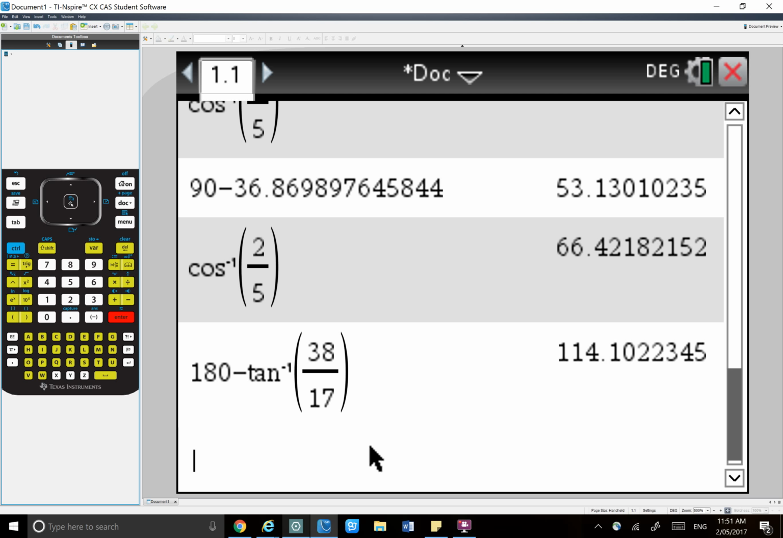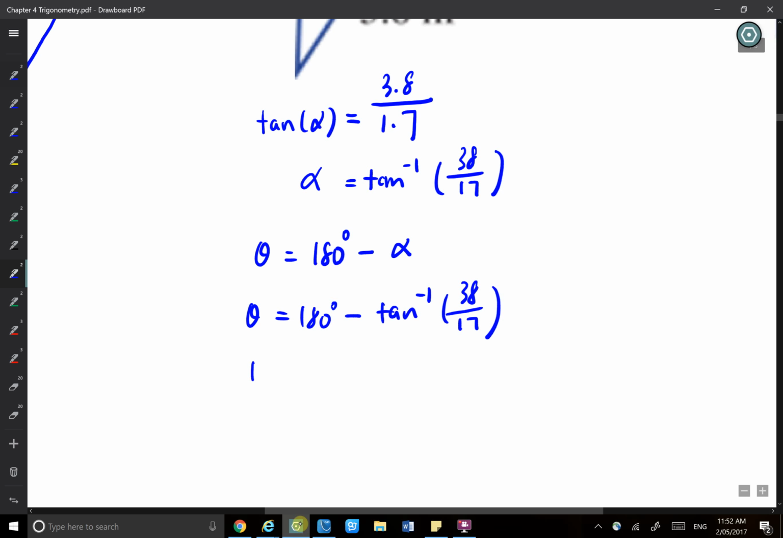Because if I type tangent inverse in first, I'll have a value. I'll copy that value down, and I'll use 180 to subtract that value. But we want to keep exact values until the last step, so you still need to do a lot of steps. So it's better to just directly type the whole line into the CAS. Okay, 114.1 degrees.